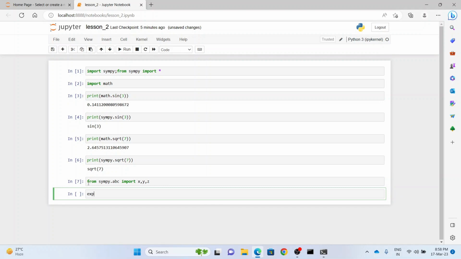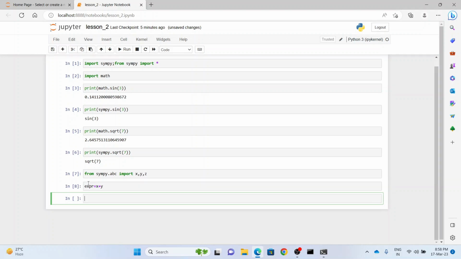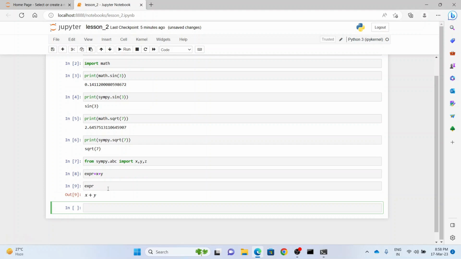Let's write expr, that is expression, is equal to x plus y, and let's run and see. What do we get? We get the expression as you can see here, it is x plus y. It is only an expression. So let's go further now.